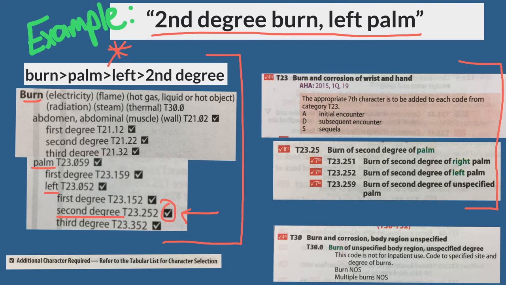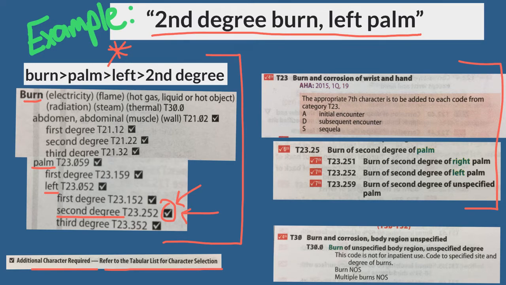But we do have this boxed check mark next to the code. So what does this boxed check mark mean? Well, at the bottom of every single page of the alphabetic index, there is a reminder note. And it tells us that this check mark means that an additional character is required. Refer to the tabular list for character selection. So this is just a reminder that the code book is giving you to check the tabular list for additional characters that may need to be added to this code. Code T23.252 is not a valid code by itself.